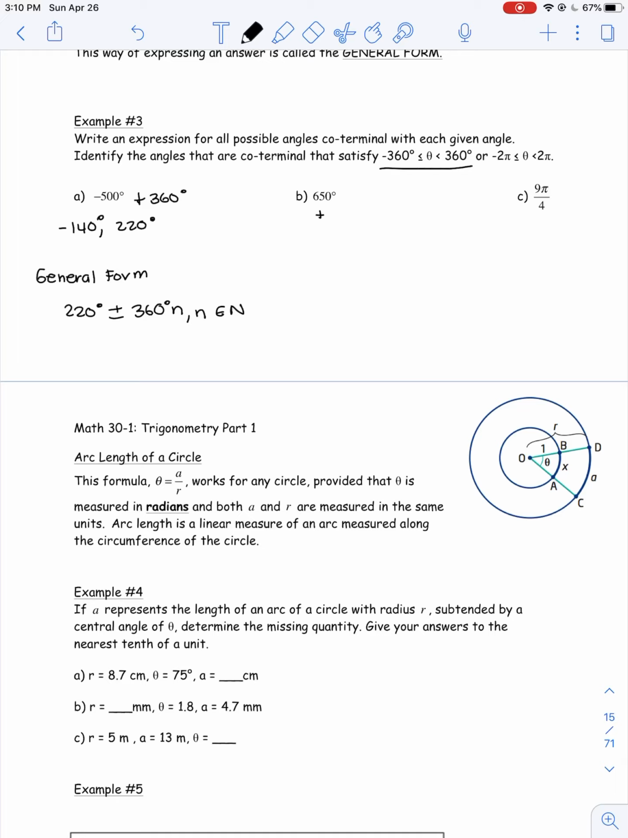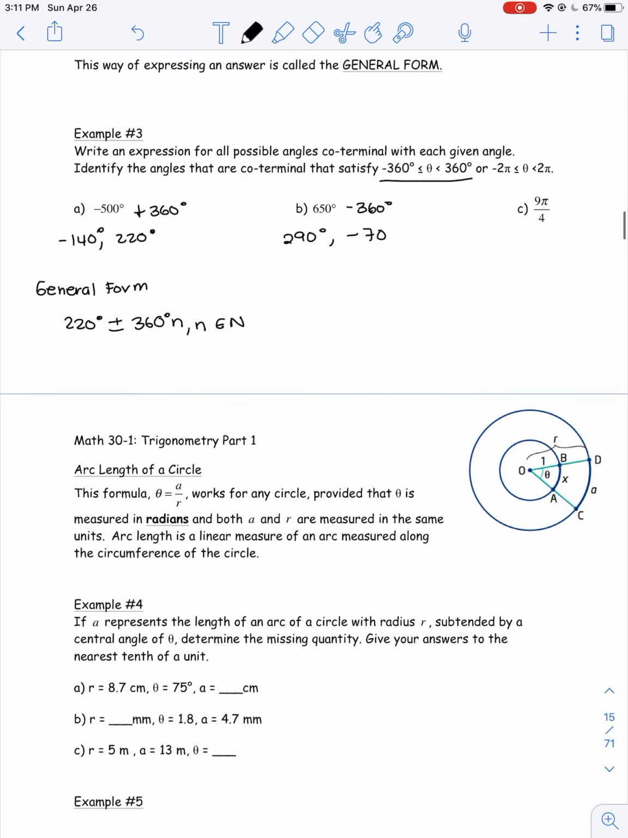Now we're going to do that for 650. We're actually going to subtract 360 because we're above 360. So we have to subtract 360 to find out which angles are coterminal between negative 360 and positive 360. So our first one would be 290. That's coterminal, and it's between the domain that they're giving us. And if I subtract another 360, I get negative 70. Now if I subtract another 360 again, that's going to take me past my domain, so I stop there.